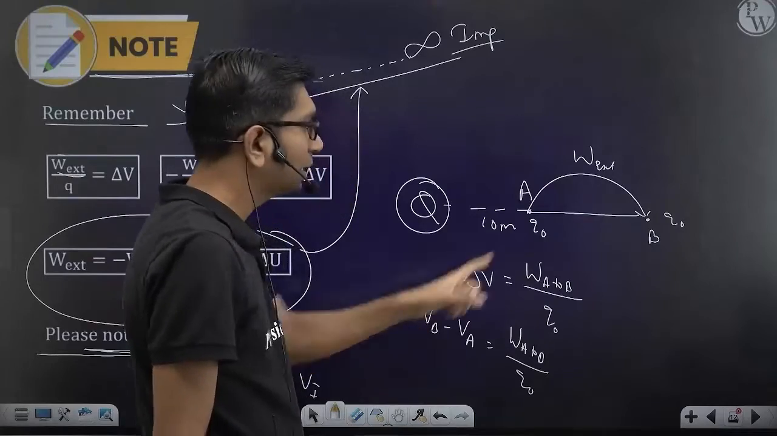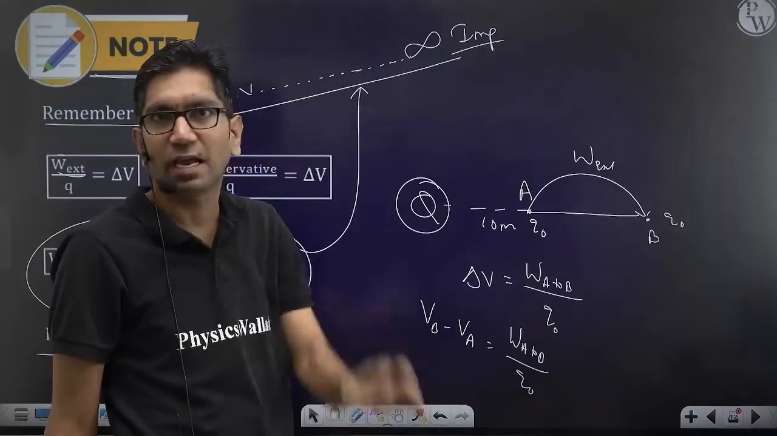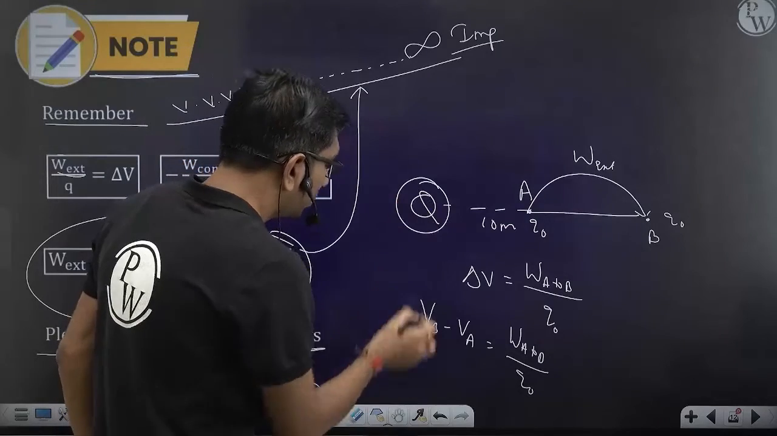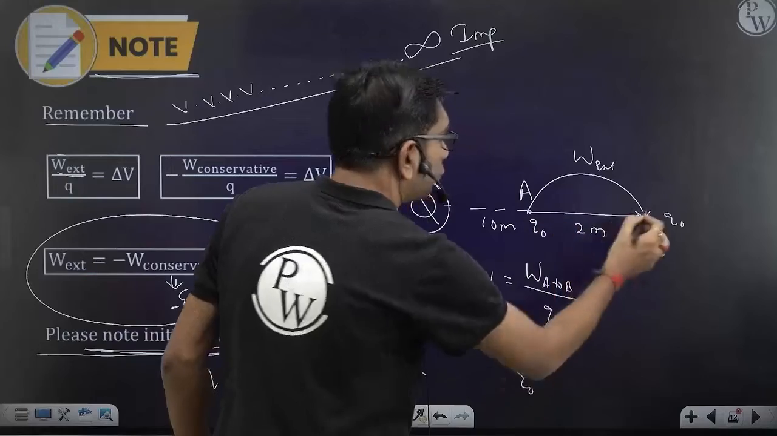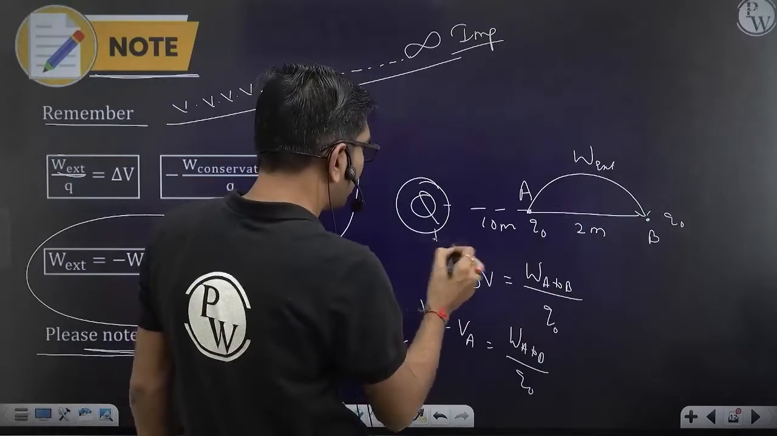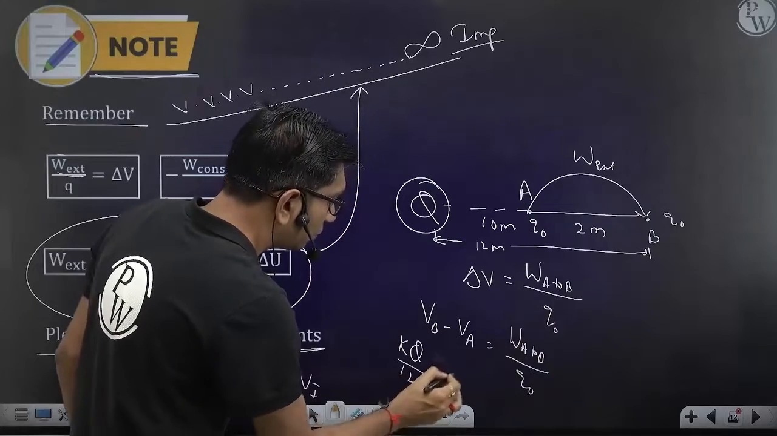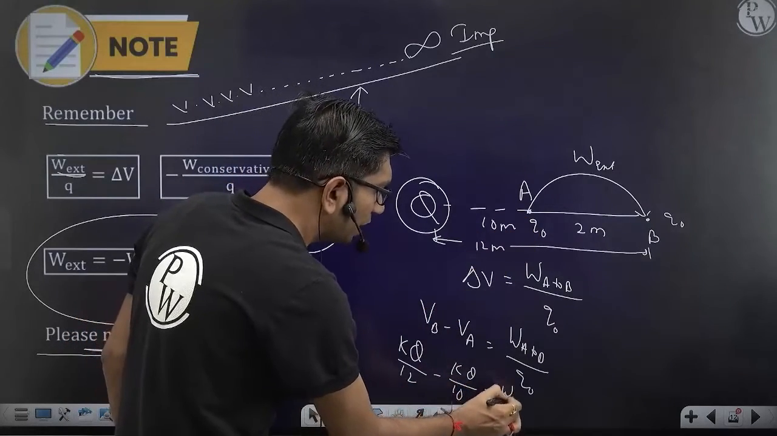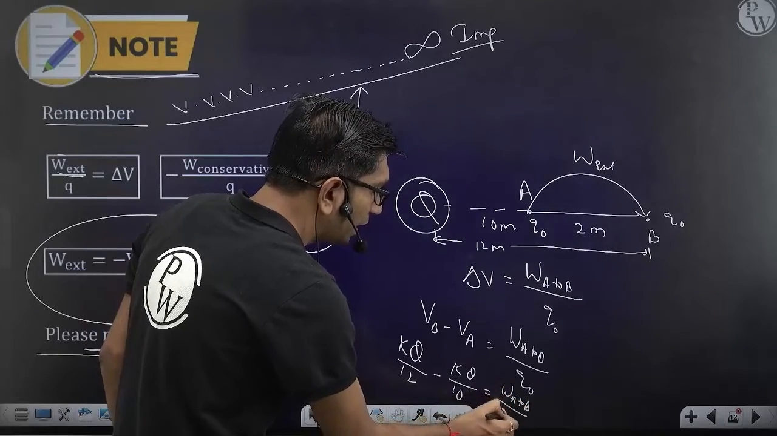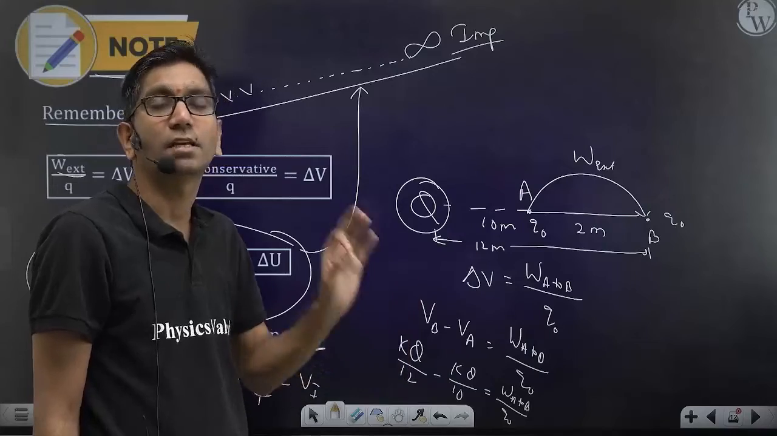What is the potential at point B? What is the potential formula? KQ by R, K into capital Q by R, so this with 2 meters. What is the final distance here? Now it is 12 meters, no? KQ by 12 minus KQ by initially it is 10. Khatam. You got the answer, beta. So finally send this charge here and calculate this one. That is the final answer.